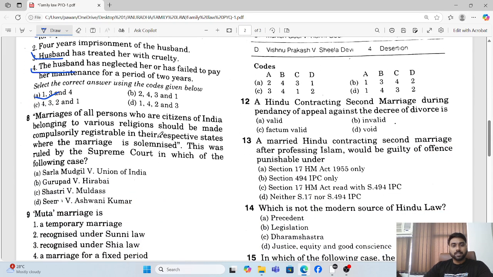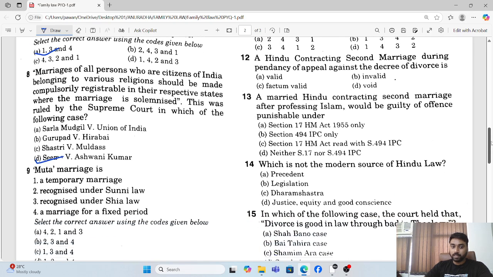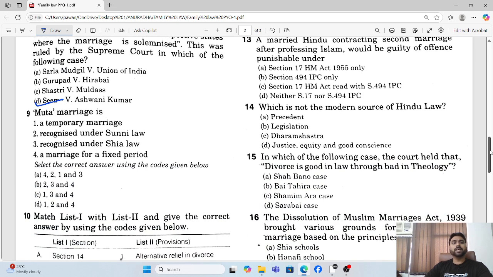Marriage of all persons who are citizens of India belonging to various religions should be made compulsorily registrable in their respective state where the marriage is solemnized. This was ruled by the Supreme Court in the case of Seema versus Ashwani Kumar, in which the Supreme Court decided that marriage should be registered. Muta marriage is a temporary marriage, that is right. Recognized under Shia law, that is also right. And marriage for a fixed period, that is right. So the answer is 1, 3, 4 and that is C.